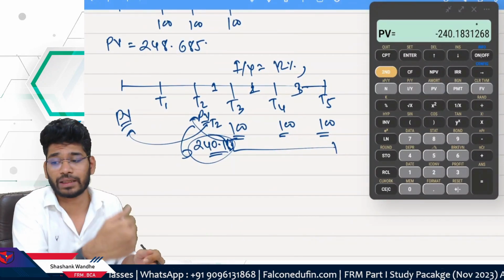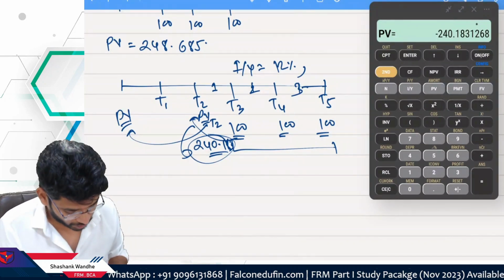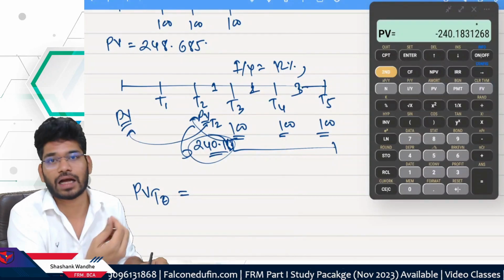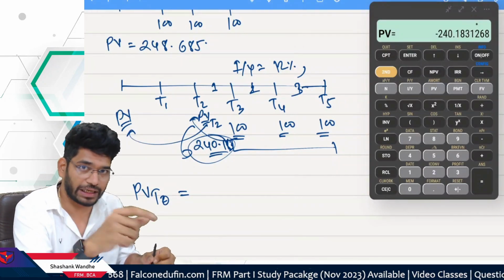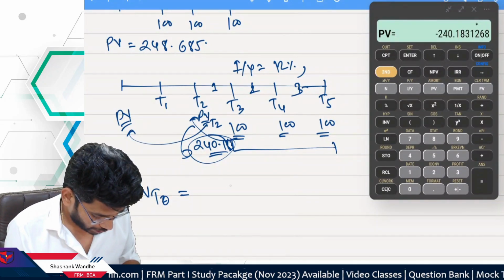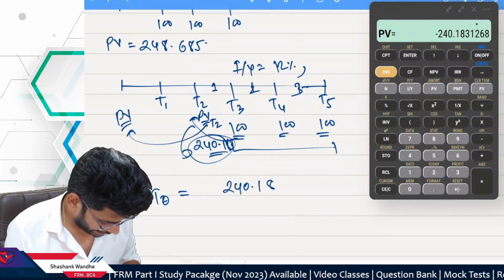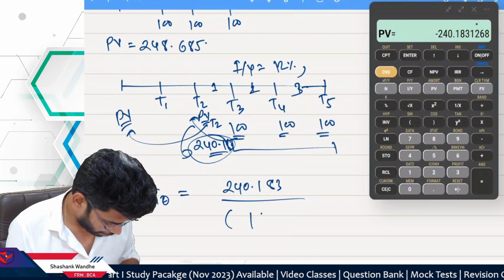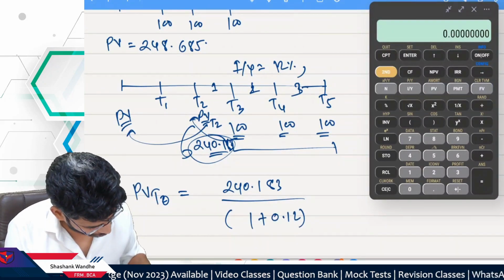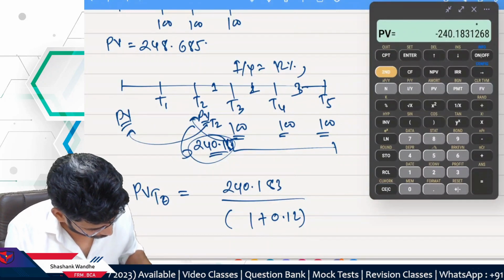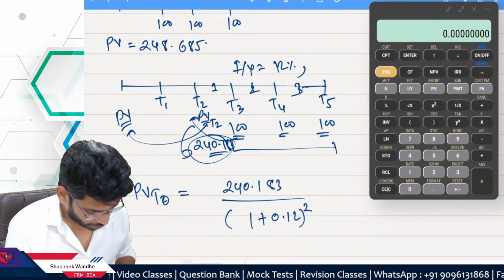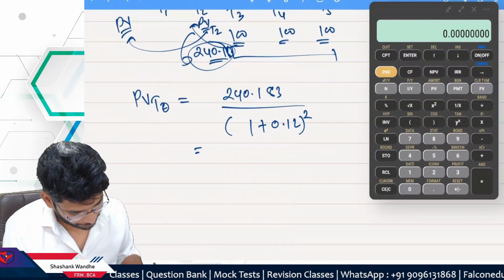Now we have to calculate the PV at time T0. For the PV at time T0, we will simply discount the present value at time T2 to T0. So here, 240.183 divided by 1 plus 0.12, 12%. Let me check. I hope we did the right calculation. Yeah, okay. So 12% and this is for the 2 years and we have to calculate this answer.